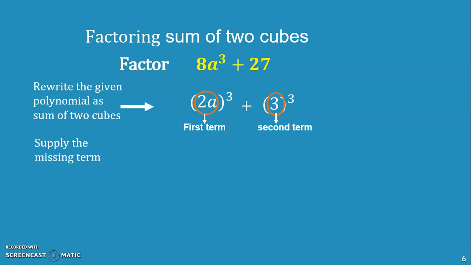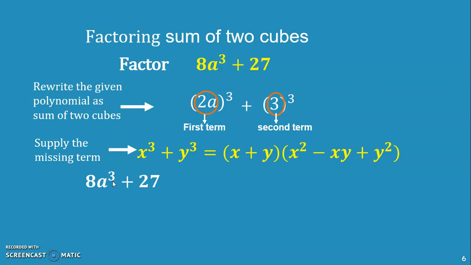Next step, supply the missing term. So, supply lang natin ang missing term. Ito yung factored form natin or magiging formula natin sa sum of two cubes. So, i-fill-in lang natin yung missing terms. We have the given 8a cubed plus 27 is equal to, prepare na natin yung parentheses. First factor, the x is 2a plus the second term. Second term is 3.